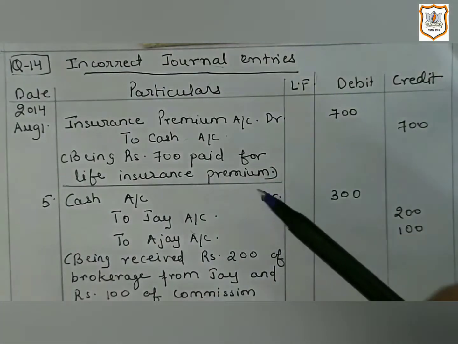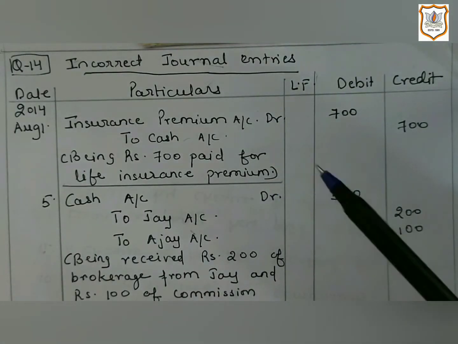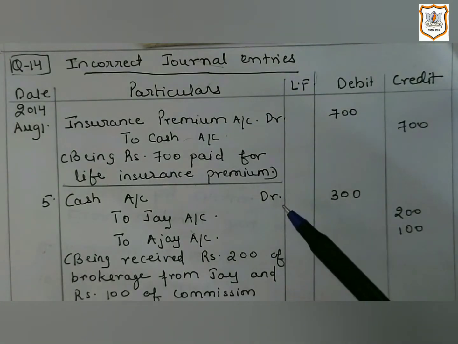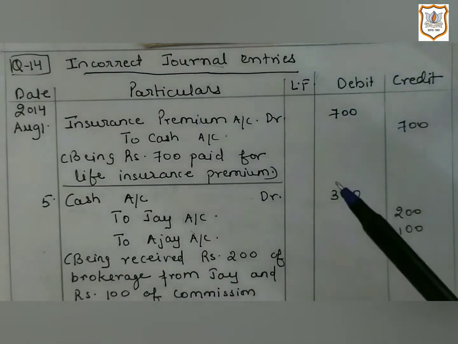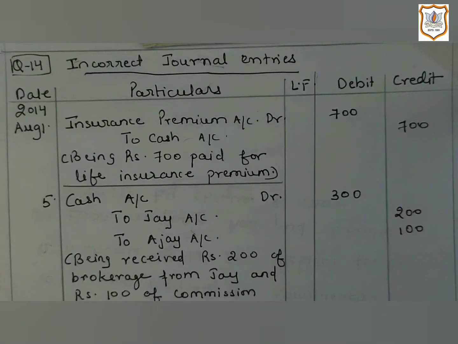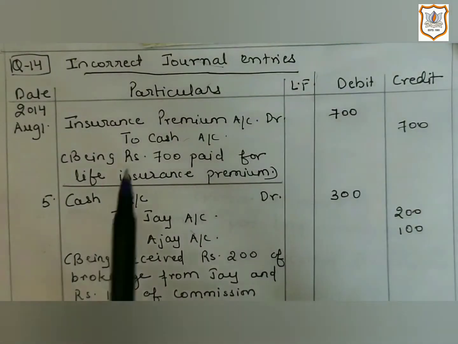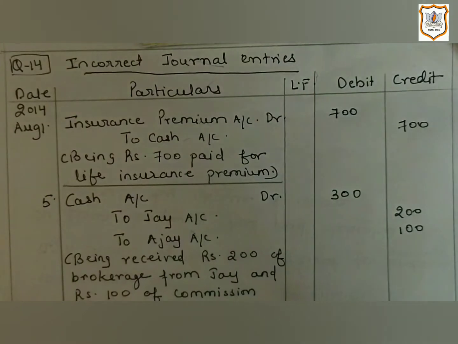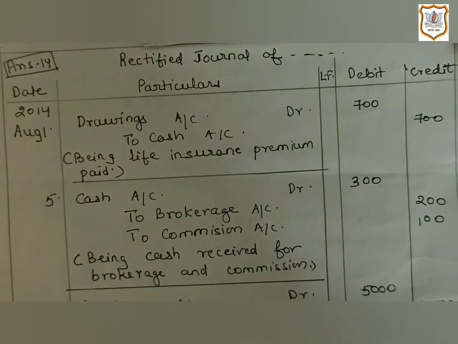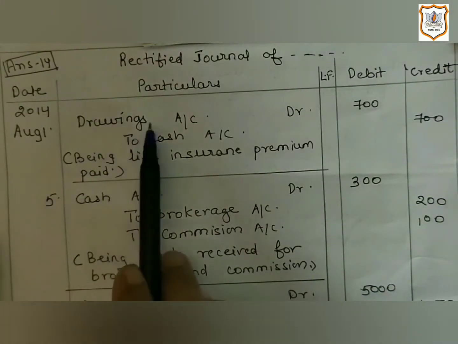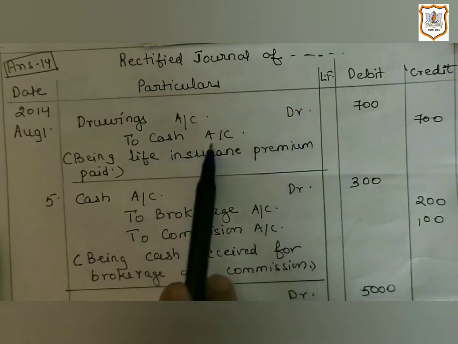And here life insurance premium is being paid, which is a personal expense of the owner. Here the owner of the business is the benefit receiver. He is paying his personal expense out of business funds. So here the owner's account, that means drawings account, will be debited instead of insurance premium account. So here the correct journal entry will be drawings account debit to cash account.